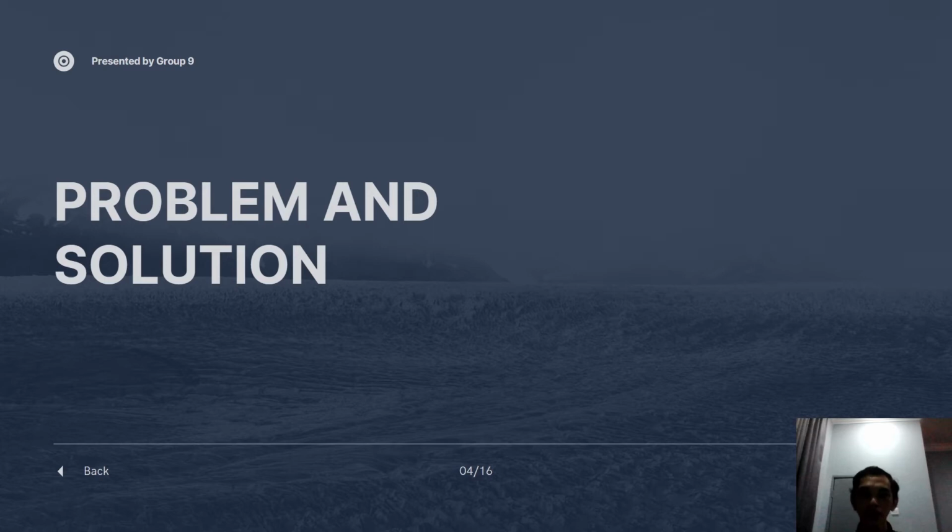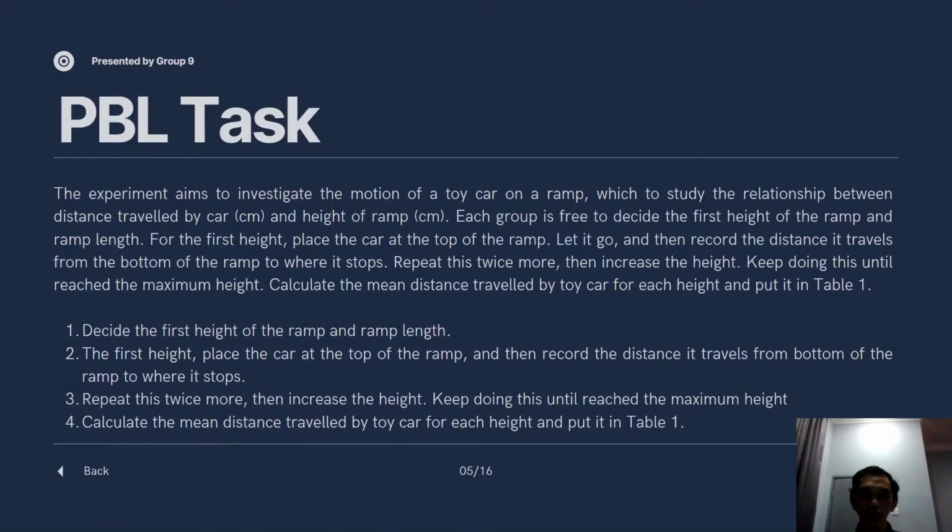Hello everyone, my name is Tuan Muhammad Farhan bin Tuan Zainudin, and now I'll be continuing the presentation on problem and solution. The experiment aims to investigate the motion of a toy car on a ramp, to study the relationship between distance travelled by car and height of ramp. Each group is free to decide the first height of the ramp and the ramp length. For the first height, place the car at the top of the ramp, let it go, and then record the distance it travelled from the bottom of the ramp to where it stopped.